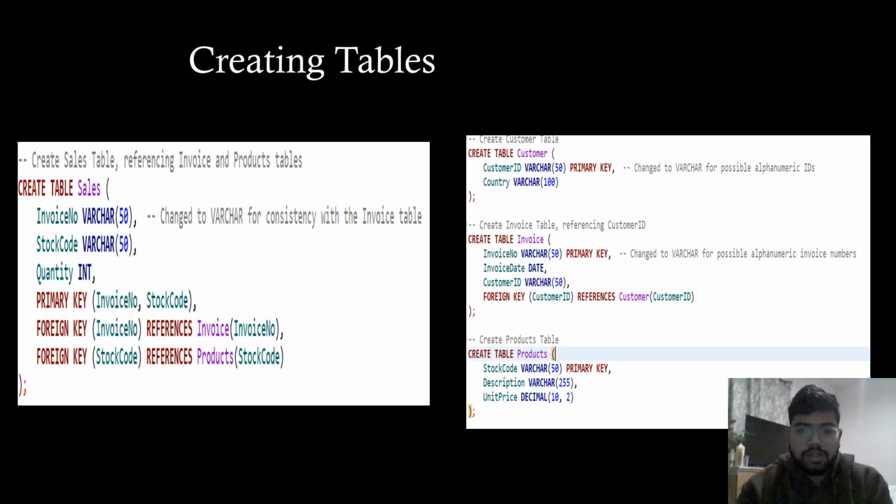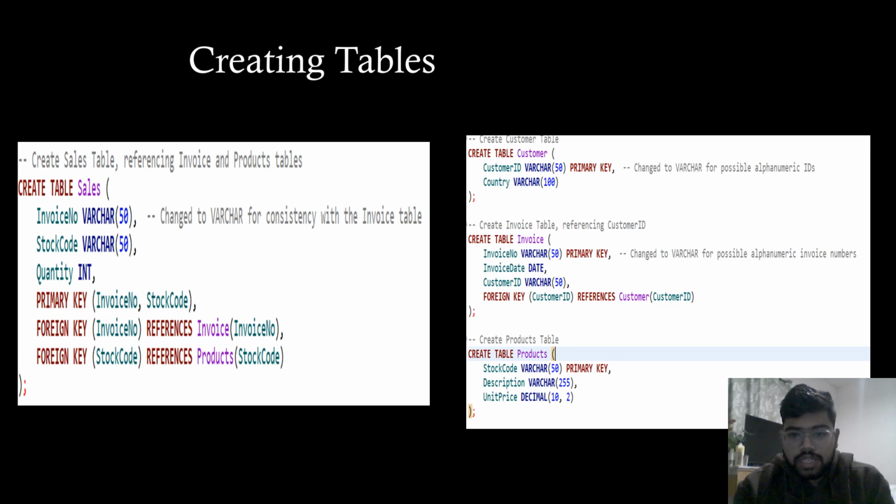And let's jump into the code. And here we are creating tables. We are creating the sales table, which contains invoice number, stock code, and quantity. Here both invoice number and stock code are unique, so we can set them as primary key. And here we are creating the table customer, which contains customer ID and the country. And customer ID is the primary key in the customer table.